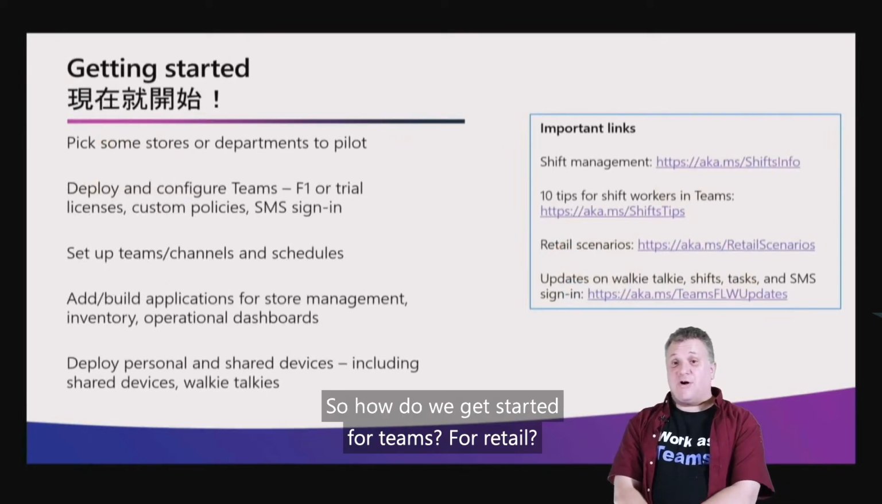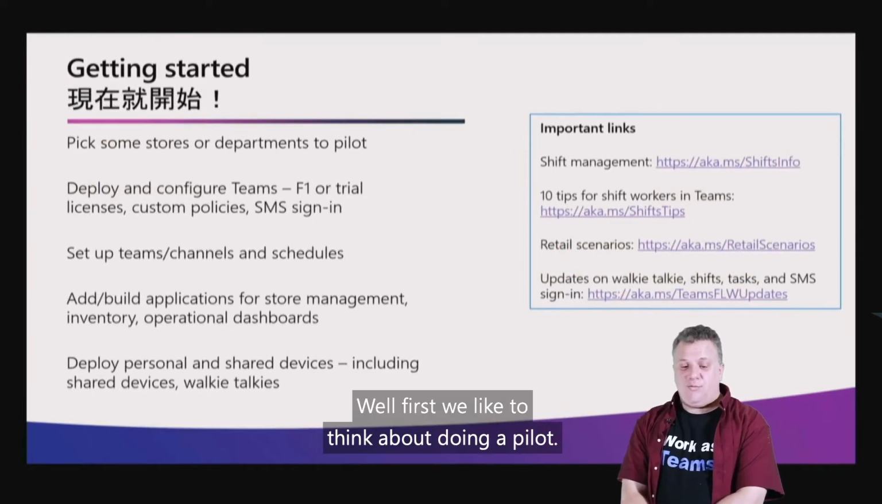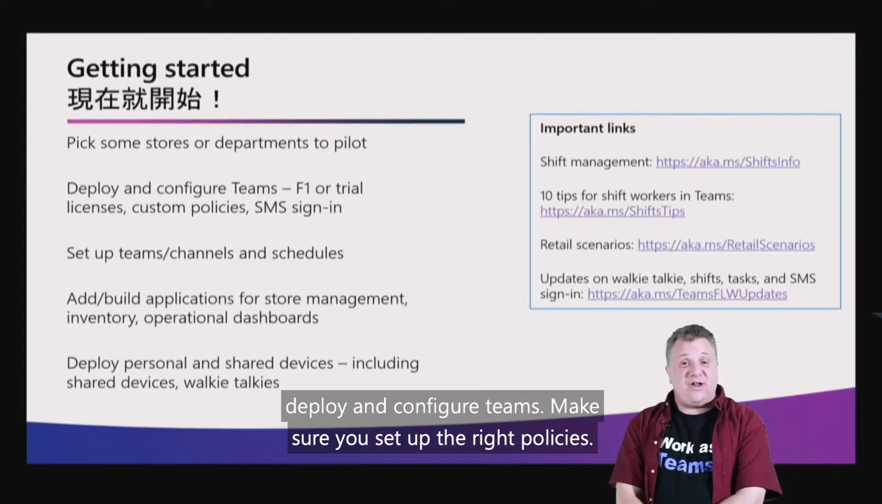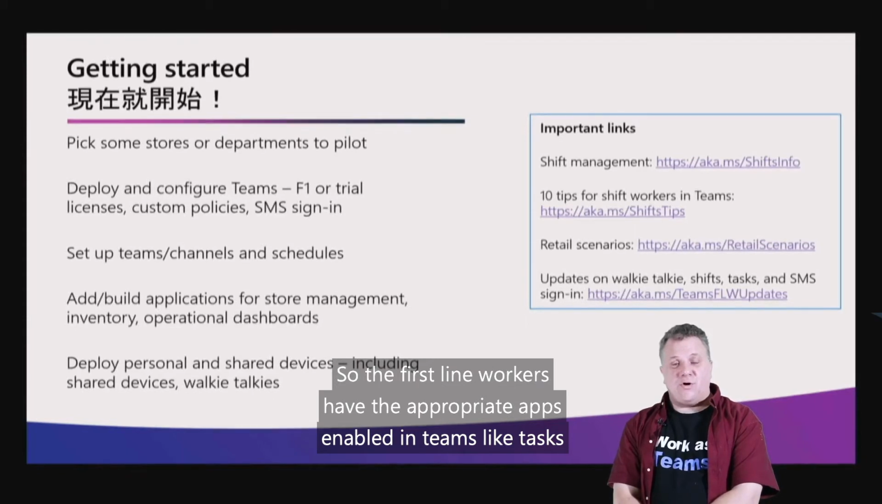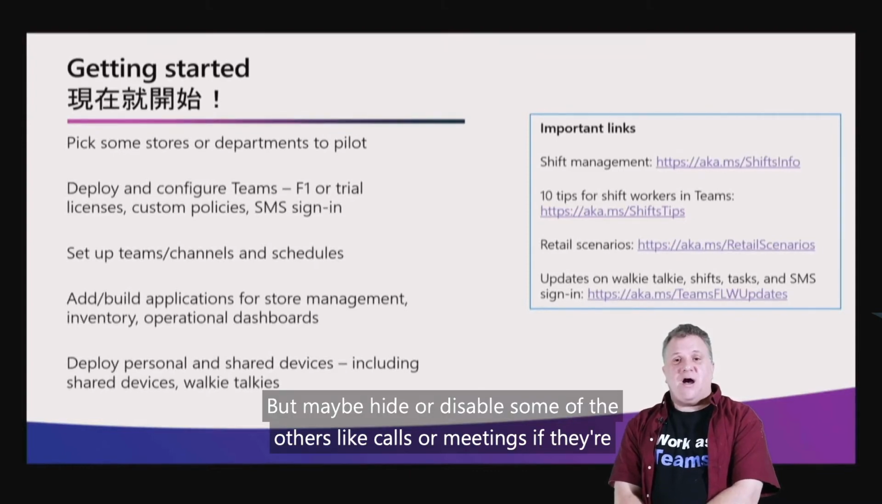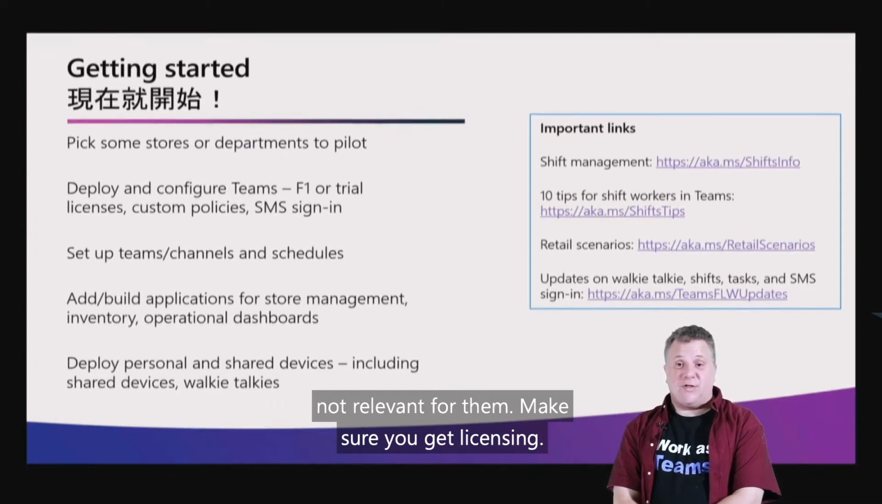So how do we get started with Teams for retail? Well, first, we like to think about doing a pilot. Usually we start with 1 or 2 stores or 1 or 2 departments. Deploy and configure Teams. Make sure you set up the right policies so the first line workers have the appropriate apps enabled in Teams, like tasks and shifts, but maybe hide or disable some of the others, like calls or meetings, if they're not relevant for them.